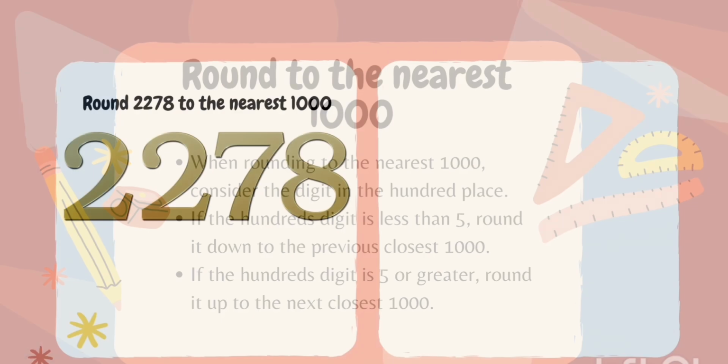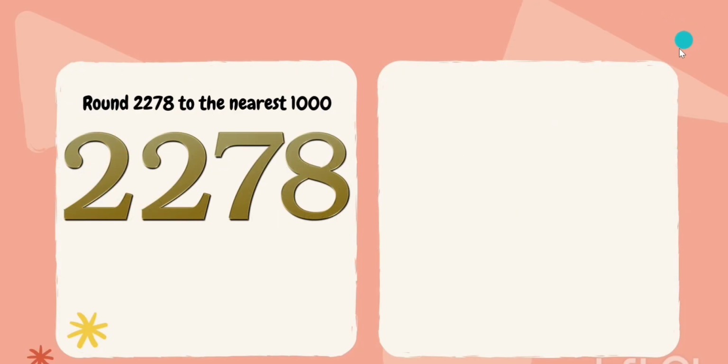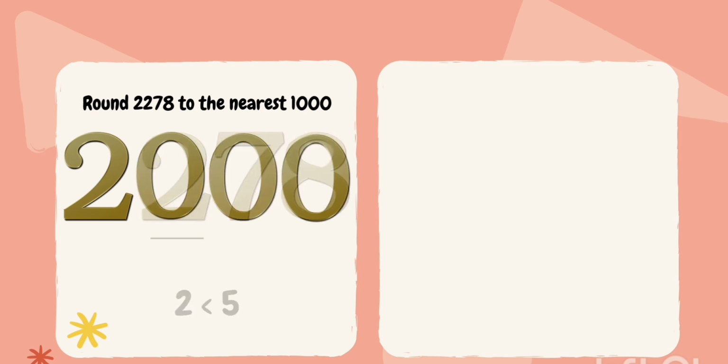Let's take an example. Round 2278 to the nearest 1000. Here, the 100 digit is 2. Since 2 is less than 5, round it down to the nearest 1000. The 1000 digit remains the same and the hundreds, tens and ones digits become 0. 2278 is rounded to 2000.